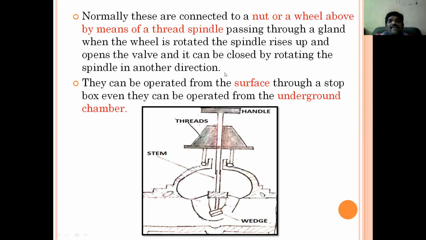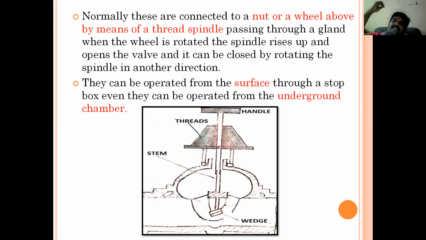Understand? They can be operated from the surface through a stop box. Even they can be operated from the underground chamber. The diagrams are most important. You must learn these diagrams. These are made up of bronze, iron, or steel. For every 3 to 5 kilometers, these are mandatory to control the flow or else to divert the flow. And these are also familiar by another name: gate valves.